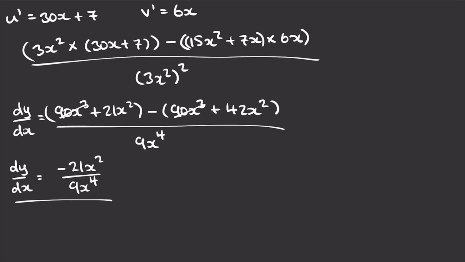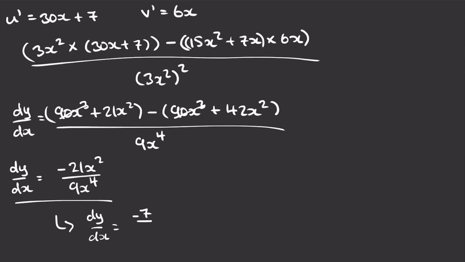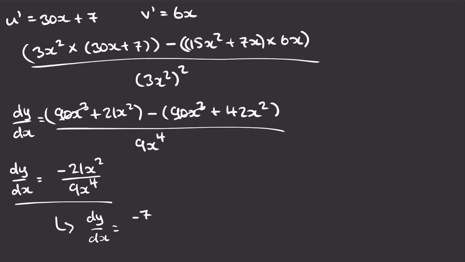But if it says it wants it in simplest form, then find your common denominator and so on. So dy by dx equals minus 7 over 3, because we're dividing both parts by 3: 21 divided by 3 is 7, and 9 divided by 3 is 3. So we have these, oh, I forgot the x squareds, whoops, x squared over 3x to the 4.